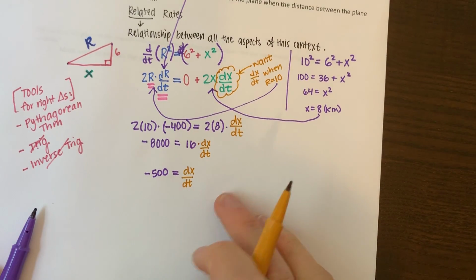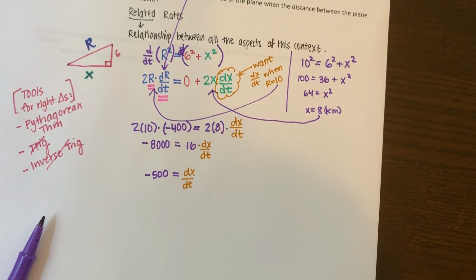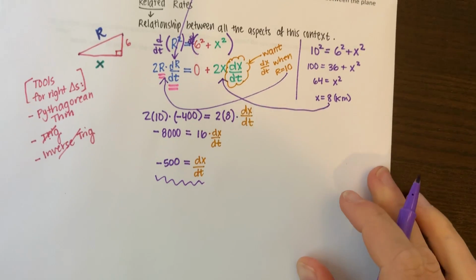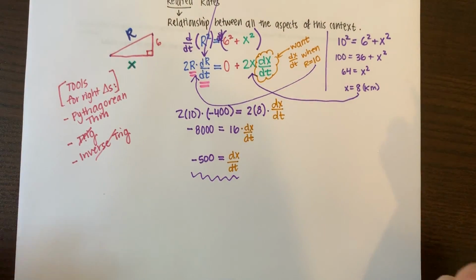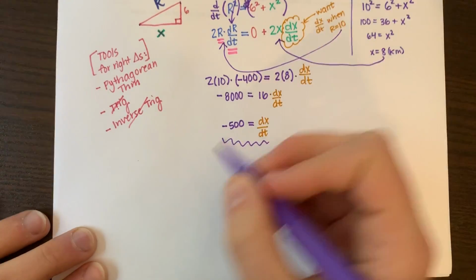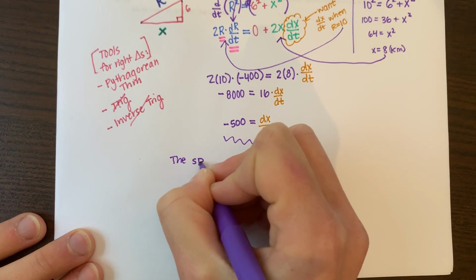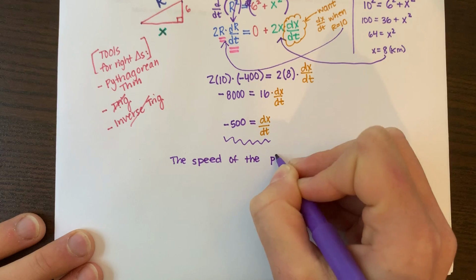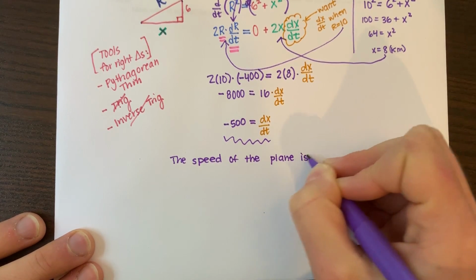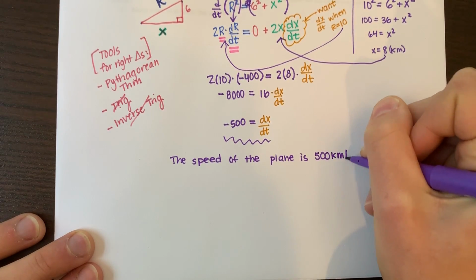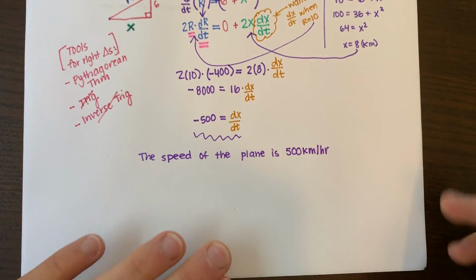So we've got what dx dt is. The last piece of a related rates problem is to write a sentence to put this number into the context. So what is negative 500? Let's make sure we actually answer the question, what is the speed? The speed of the plane is, speed is the absolute value of velocity. So it's 500 kilometers per hour.